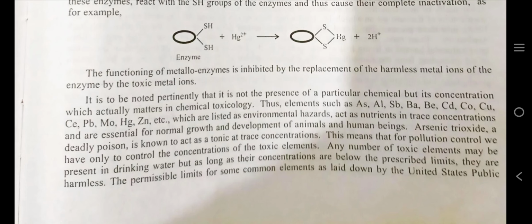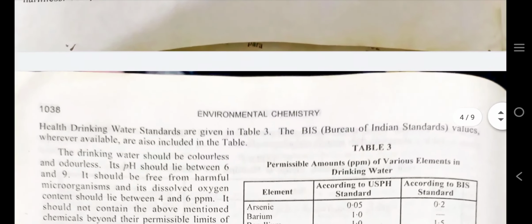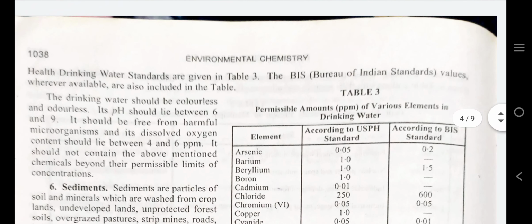The permissible limits for some common elements, as laid down by the United States Public Health Drinking Water Standards, are given in Table 3. The BIS (Bureau of Indian Standards) values, wherever available, are also included in the table.